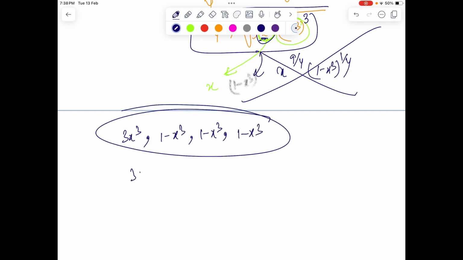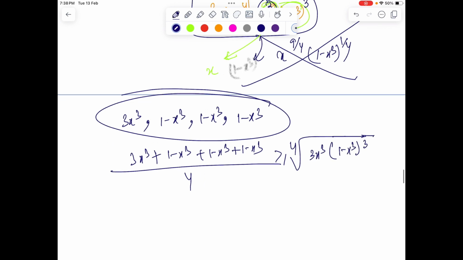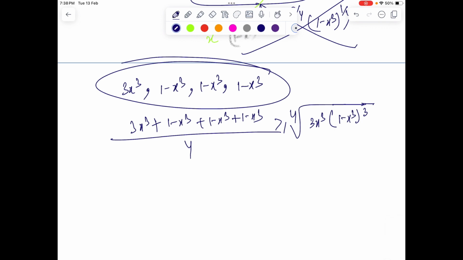So this time let's apply AM-GM on the numbers 3x cube, (1 minus x) cube, (1 minus x) cube, and (1 minus x) cube. Let's see what happens. So again, with the similar notion, this sum is going to be constant. It's greater than or equal to the 4th root of their product, so 3x cube into (1 minus x) cube to the power 3.